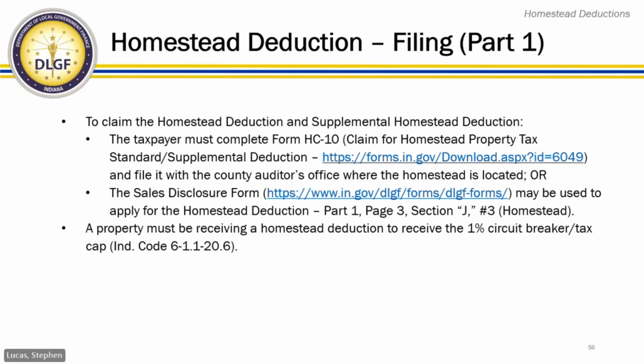For filing, to claim the homestead deduction, there are 2 options. First, the HC-10 can be filed with the auditor in the county where the homestead is located. The HC-10 is a DLGF prescribed form.